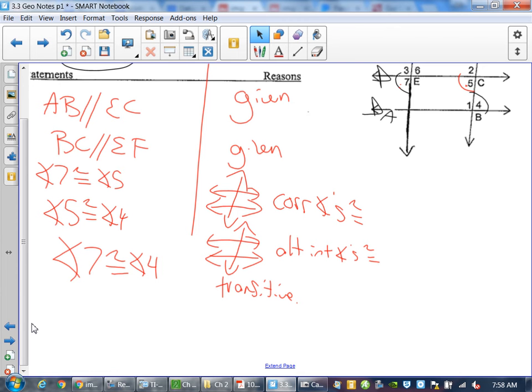Yeah, absolutely. That works. What Jessica did is she worked with the 4 and 5 first. She went 4 is 5, 5 is 7. Done. Works the same way. She just worked backwards because you could.